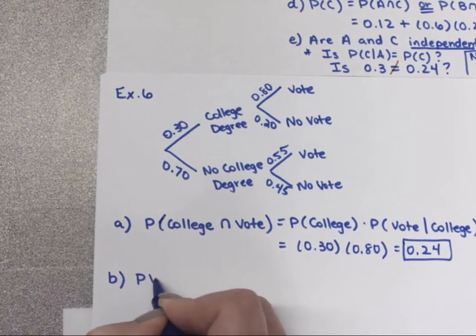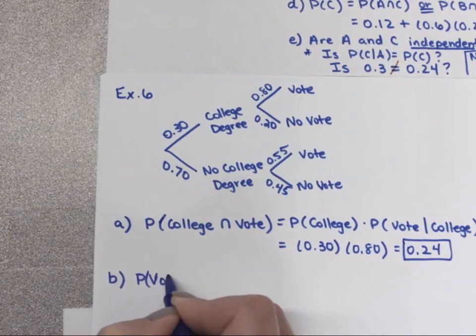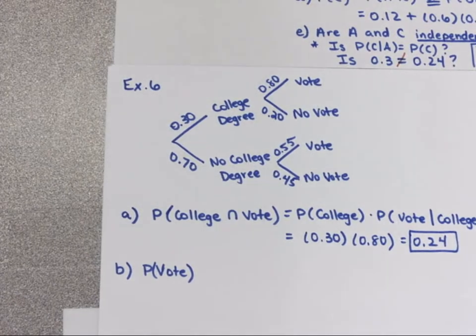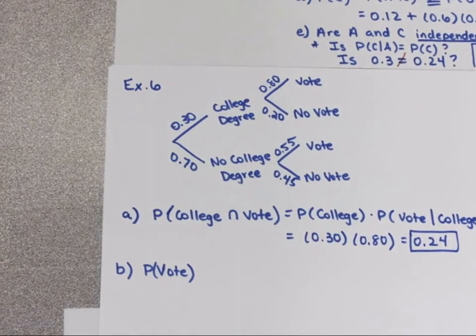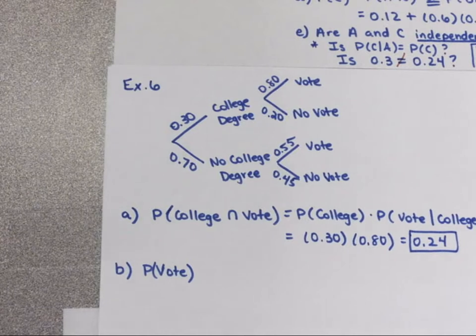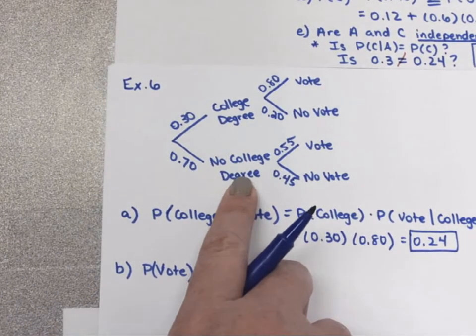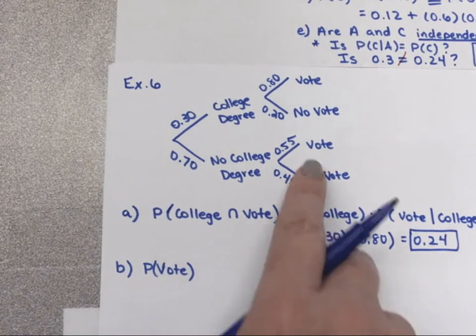What if I ask you for the probability of a random person being a voter, being someone who decided to vote? So how many different routes are there to get to a person that decided, yes, I'm going to vote? They could have gone this way, right? They could have been in this category and voted, right? But they could have also been in what? This category and voted, right?